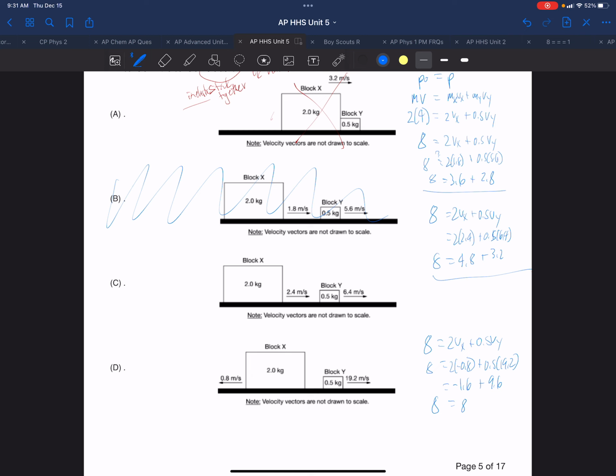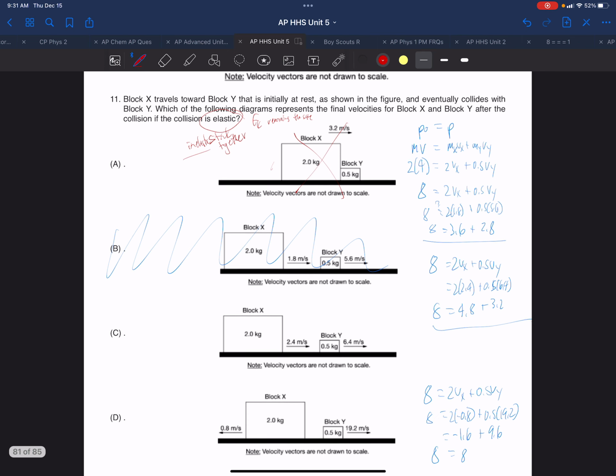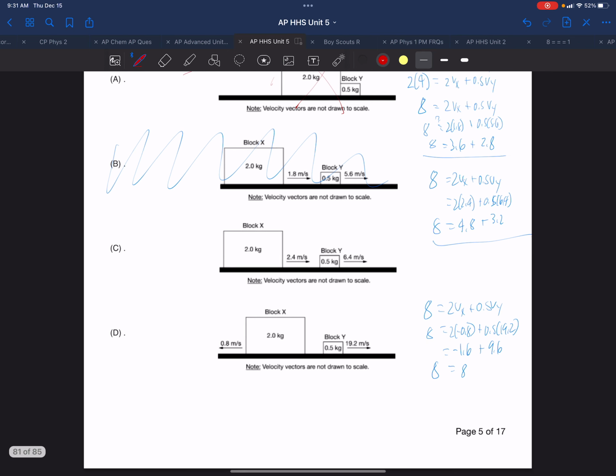The question is, is the kinetic energy conserved? Does the kinetic energy remain the same? So let's check that out. Our initial kinetic energy is 1/2 mv squared, and the mass we are told is 2. And the velocity was 4. So the total kinetic energy must be 16 joules. We're looking for 16 joules to be preserved.